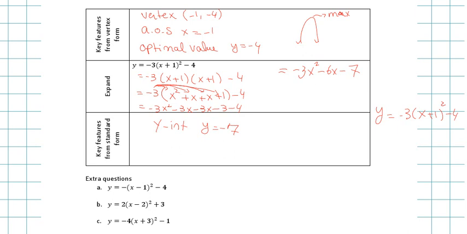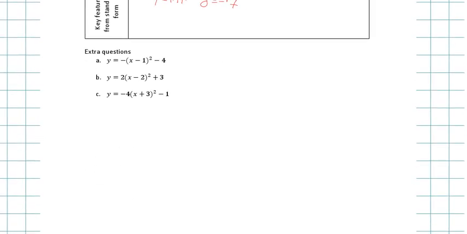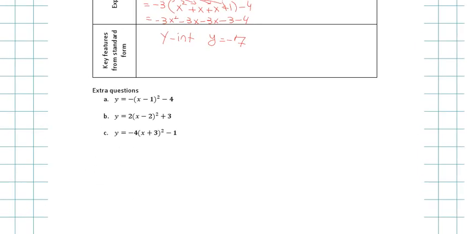Any questions before I let you work on the questions at the bottom? All right, so you're going to work on these 3 questions. What is it when I have a negative here outside? What does that mean? It's a negative 1. Okay? All right.